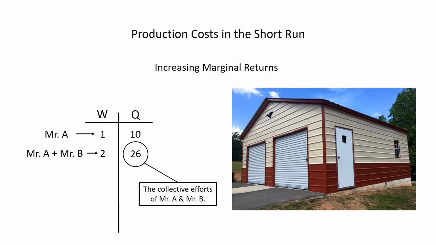Those 26 widgets are the result of the collective efforts of Mr. A and Mr. B. However, it would be correct to say that the addition of Mr. B added 16 widgets to total output. As you can see, as a result of specialization, marginal product rose from 10 to 16. We could call this phenomenon increasing marginal returns.